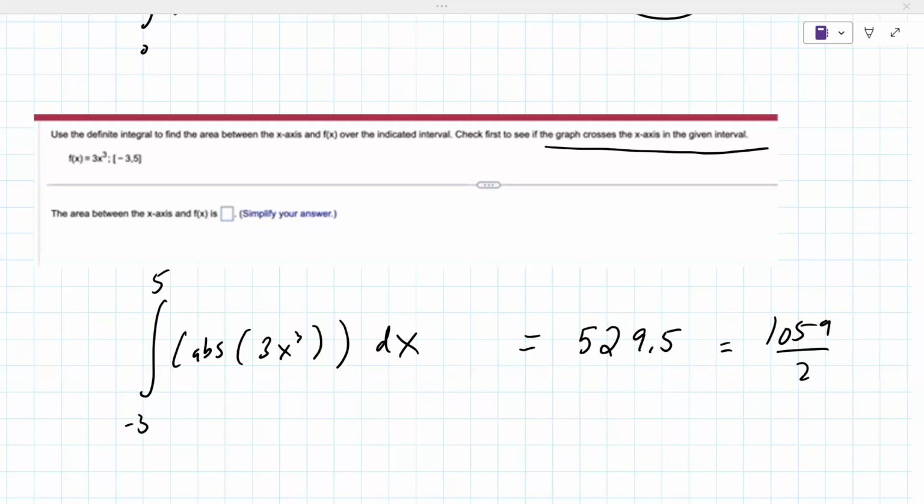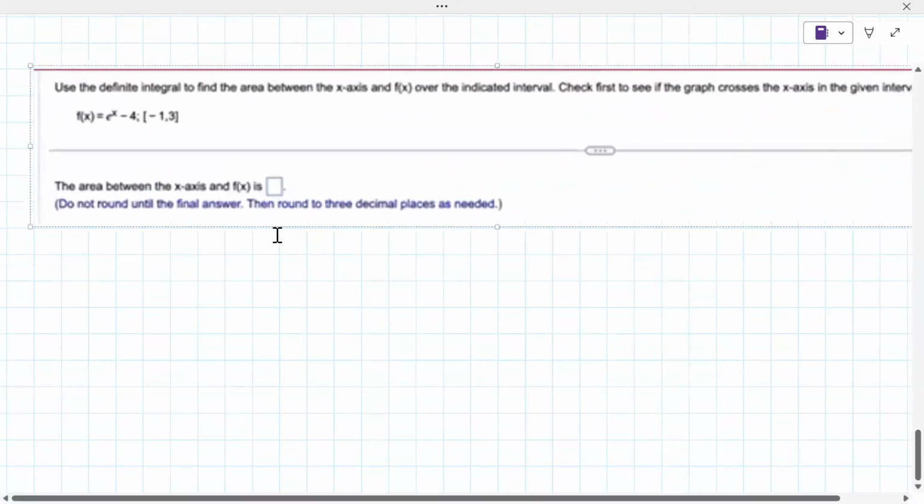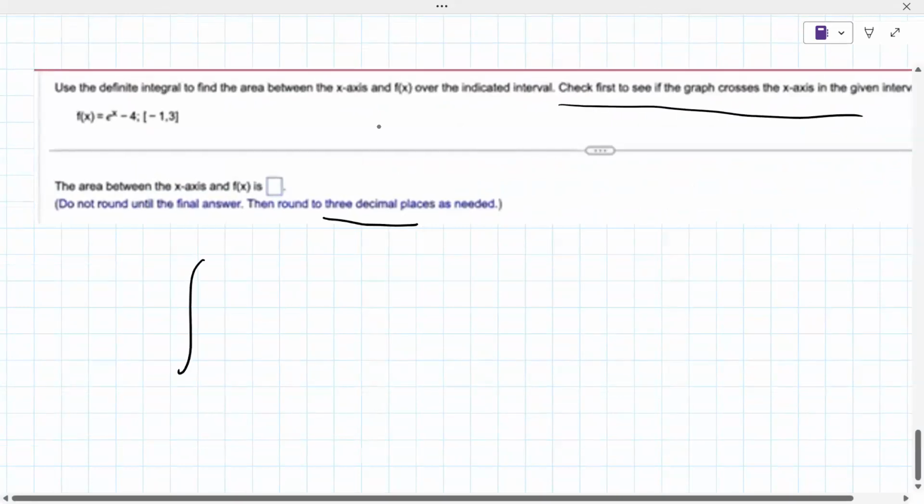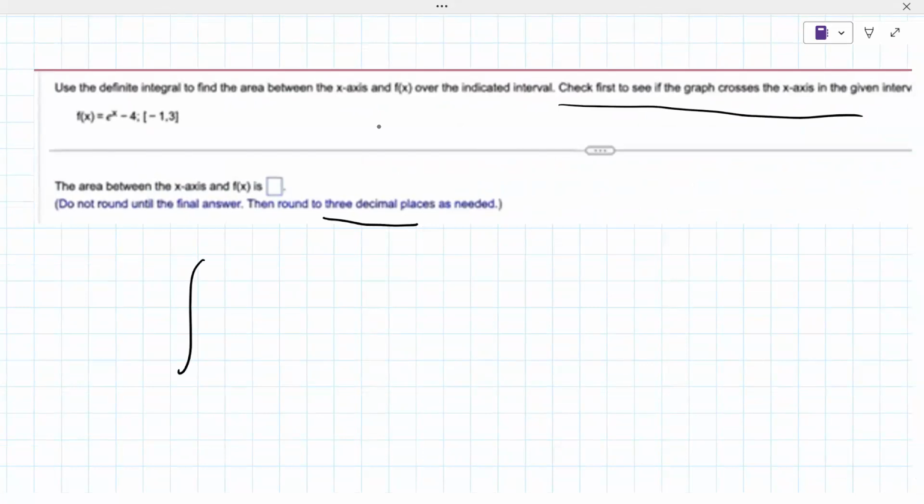All right, moving along here. More of the same. When it says to round, you know that for sure you're going to use the calculator. This one also says to first check to see if the graph crosses the x-axis. That means you're going to use the absolute value of exactly what's there. So that's e to the x minus 4 dx from -1 to 3.